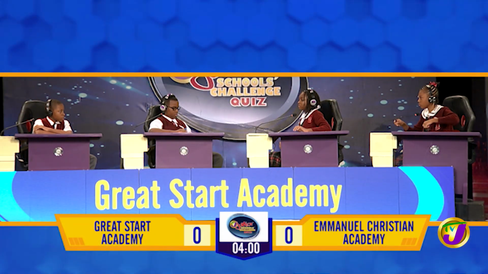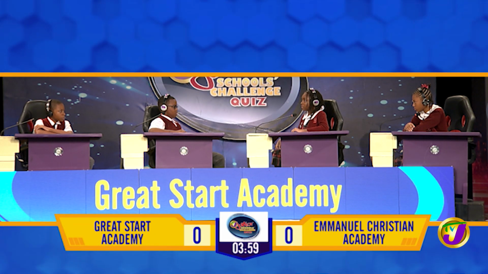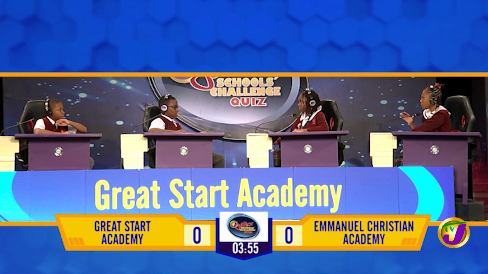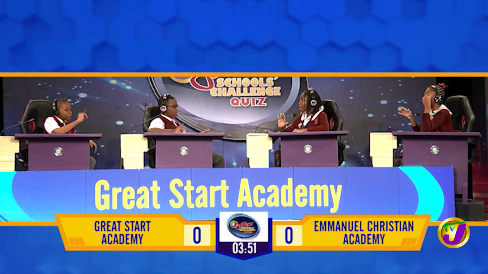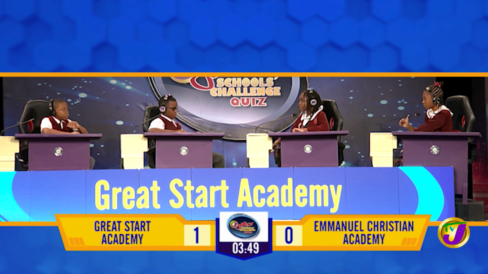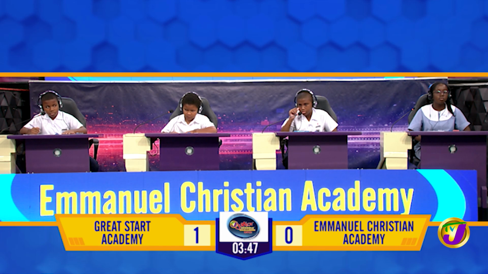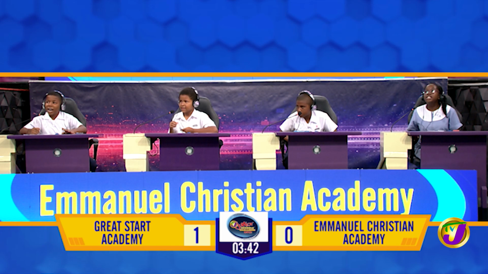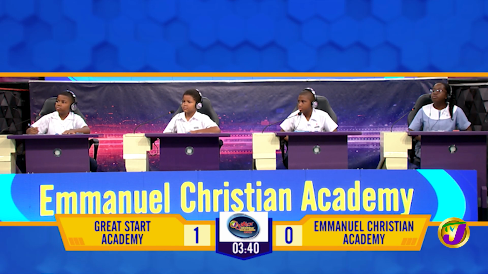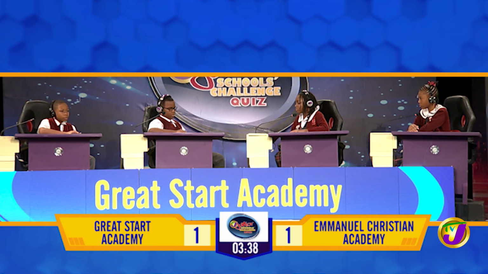Bible knowledge. On which mountain did Abraham take his son Isaac to sacrifice him? Mount Carmel, Maria, or Mount Maria. Mount Maria. Correct. Emmanuel, on which sea did Jesus walk on water? Galilee. Galilee. That's correct.